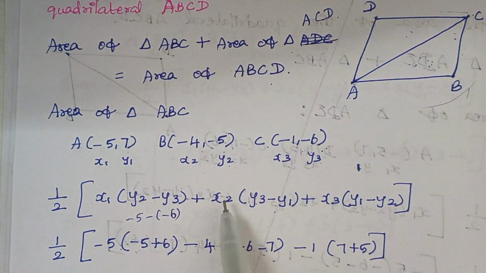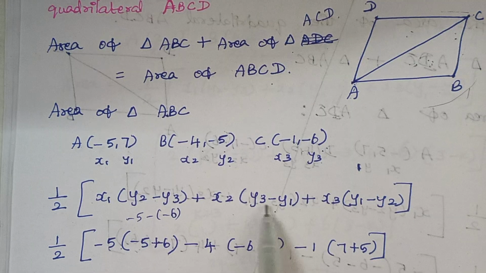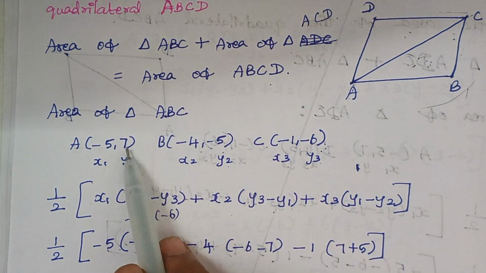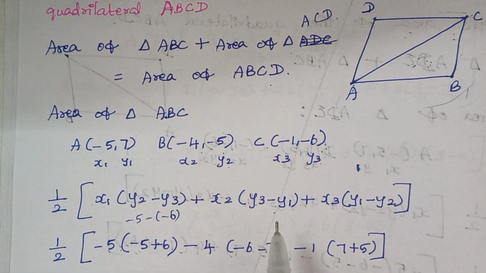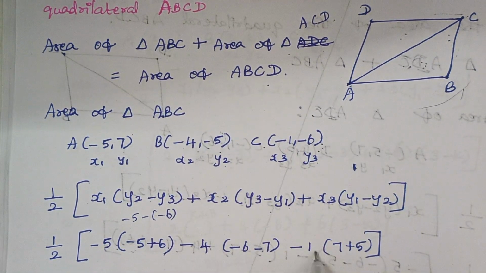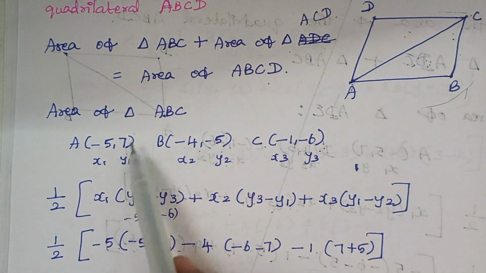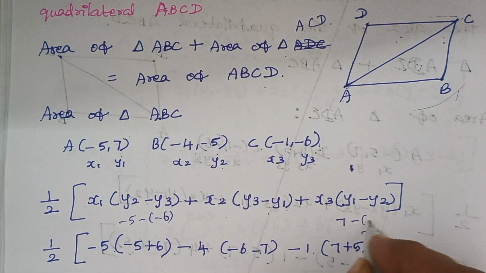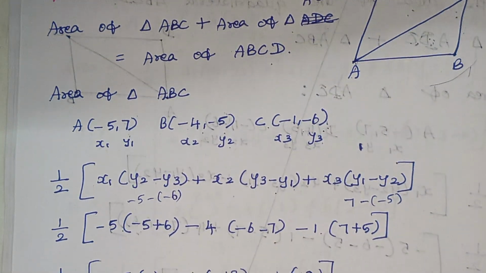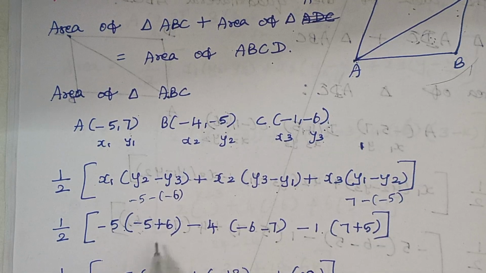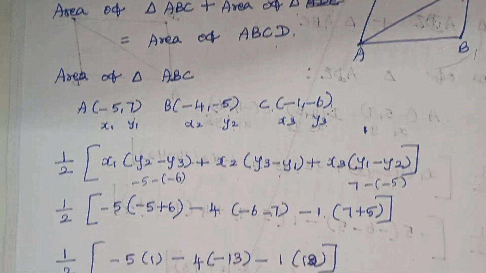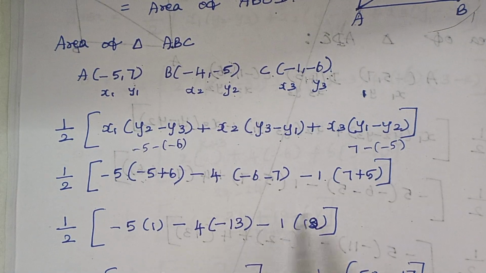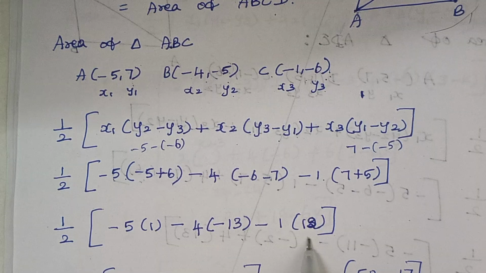And the next one is x2. x2 is minus 4, y3 minus y1. y3 is minus 6 and y1 is 7. So minus 6 minus 7. And the next is x3 is minus 1 and y1 minus y2. So here it is 7 minus of minus 5, right? 7 minus of minus 5, that becomes 7 plus 5. Now when you simplify, minus 5 plus 6 gives you 1, right? And here minus 6 minus 7 gives minus 13 and 7 plus 5 gives 12, right?